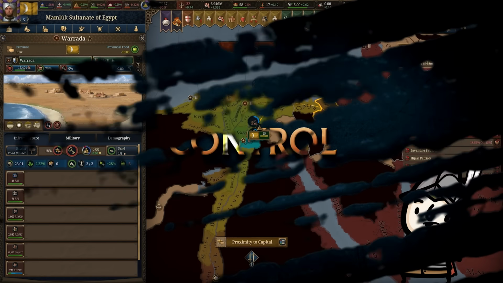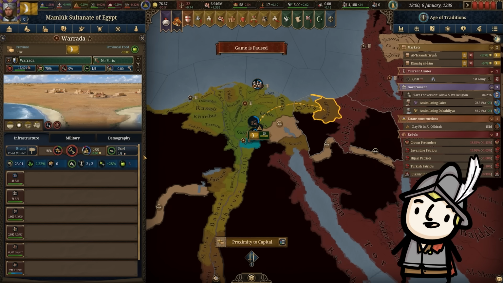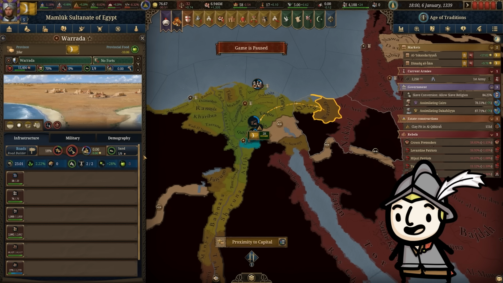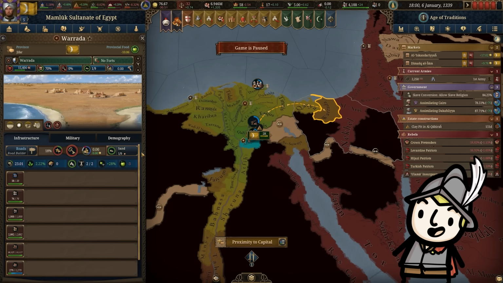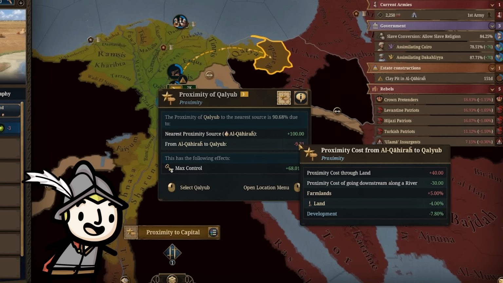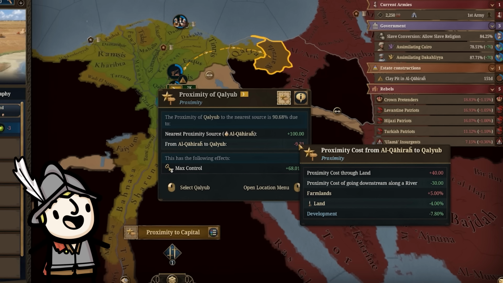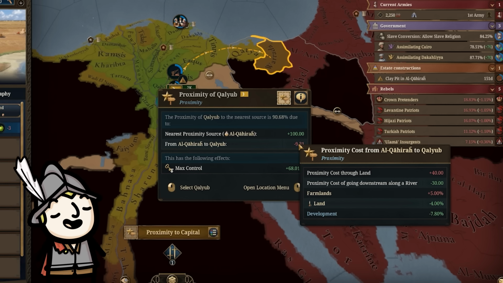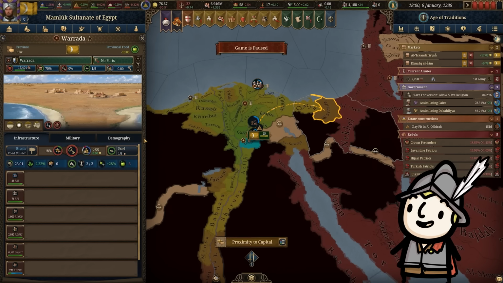So we've talked about control before, and there are various ways you can try to increase control. But one of the important things to remember is that control is partially based off proximity. Proximity is how easy it is to get from a location to a location. In this case, we're talking about from your capital to anywhere. If we take a look at a province adjacent to our capital, you can see that we have very high proximity still. We have a base cost from going through land, and that it is heavily modified because it is downstream along a river, which means natural geography, like rivers, will heavily impact proximity.